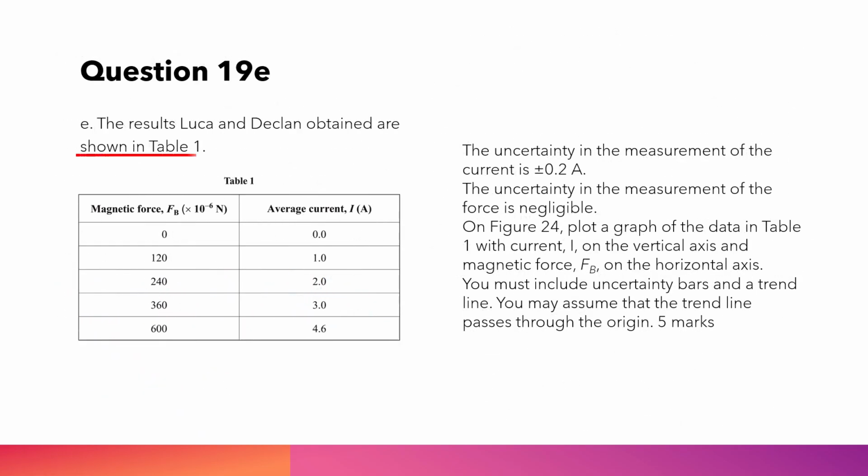The results Luca and Declan obtained are shown in Table 1. The uncertainty in the measurement of the current is plus or minus 0.2 A. The uncertainty in the measurement of the force is negligible.